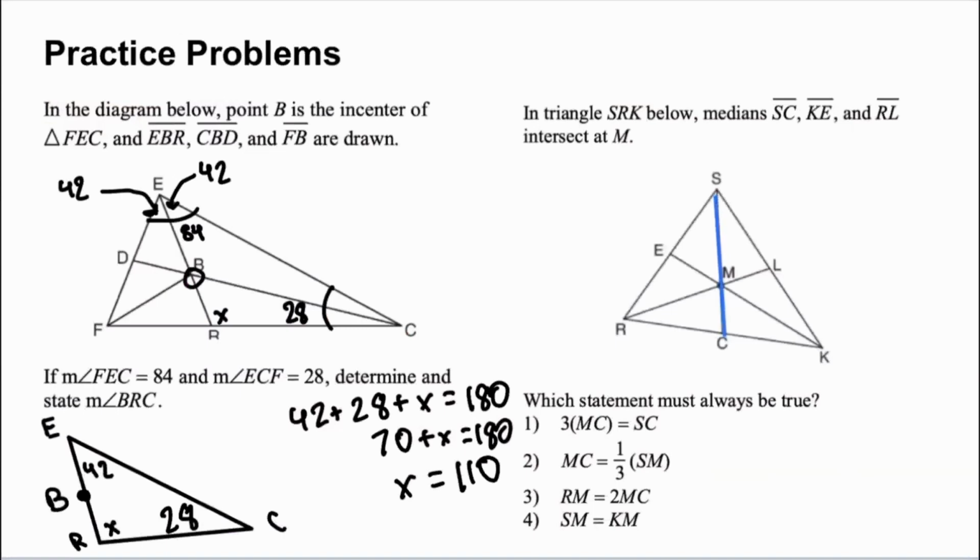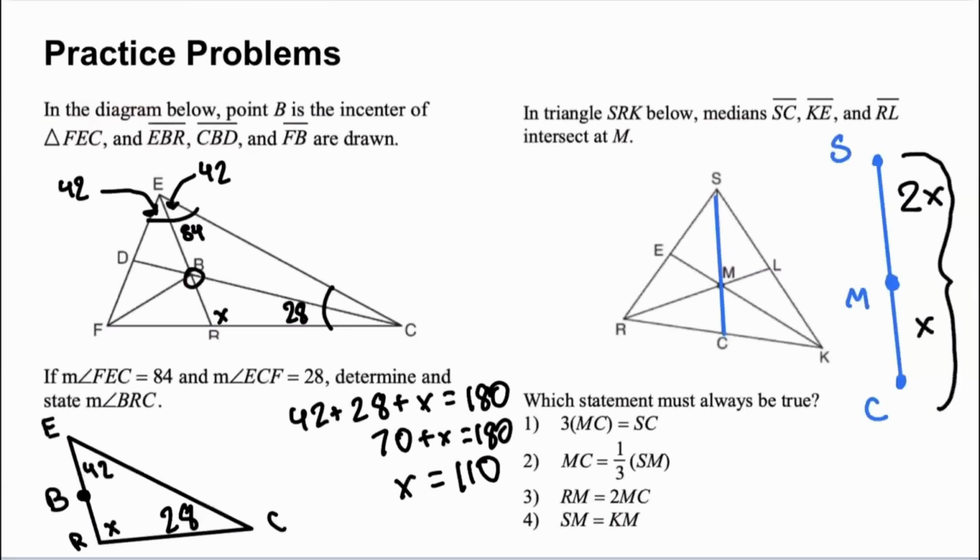SMC. Okay, I'm actually going to just redraw it right here. M is our median. We have S, and we have C. And if we remember, this is going to be split 2 to 1. So we're going to have this be some value x, and this is going to be double that. There are 3 total parts to this line segment, so this whole thing is going to be equal to 3x. So MC is going to be 1/3 of the whole line segment SC.